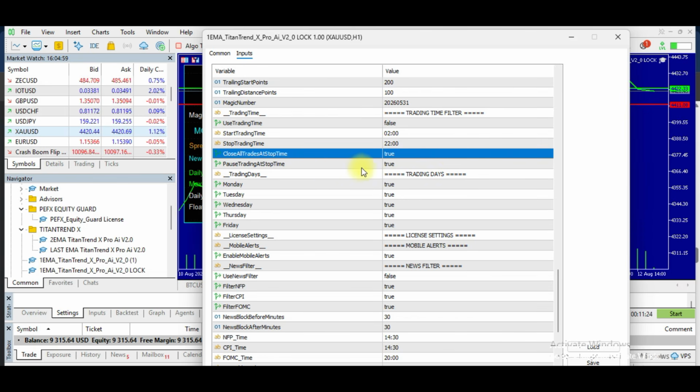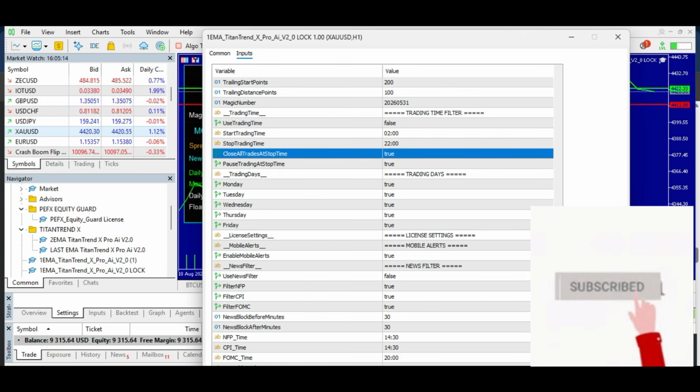All right, so now this is, or you can say it should pause. But if you pause, what if it's on loss? It might go against you. You understand?